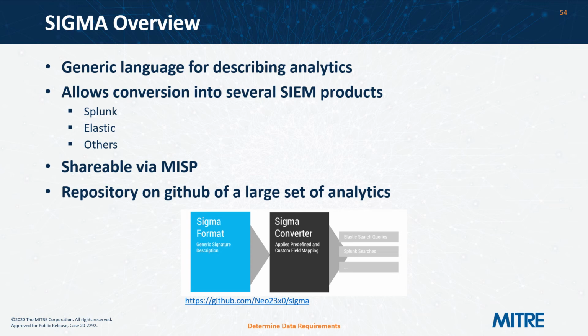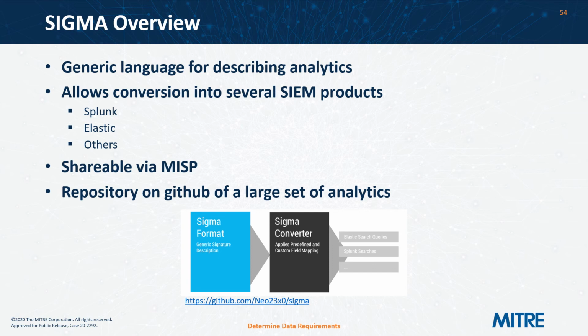One solution for this situation is to use Sigma. Sigma is a platform-agnostic, generic language to describe concrete analytics. If you write a query in Sigma, you can also use existing converter tools to translate the query into Splunk, Elastic, or another platform syntax. Sigma is also a repository of such analytics on GitHub. Each analytic can be labeled to indicate which attack techniques or sub-techniques it is designed to detect, along with metadata about things like false positives.